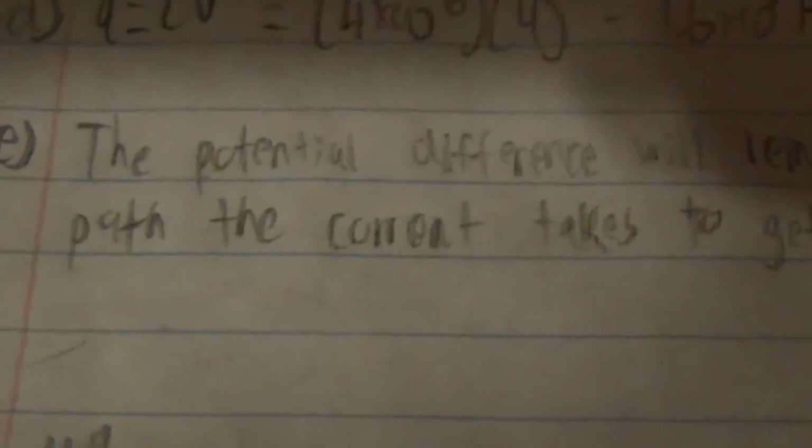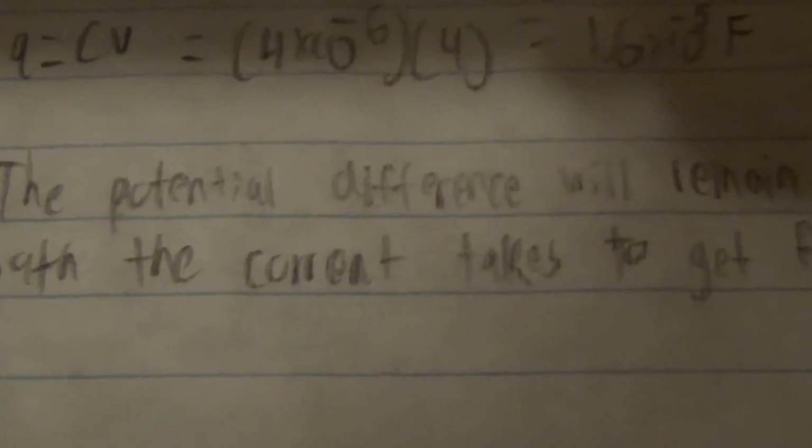Part E, the wire is cut at point P. Will the potential difference between points A and B increase, decrease, or remain the same? Okay, I forgot to put point P on here, but it is right here, in the middle between the 2 capacitors.